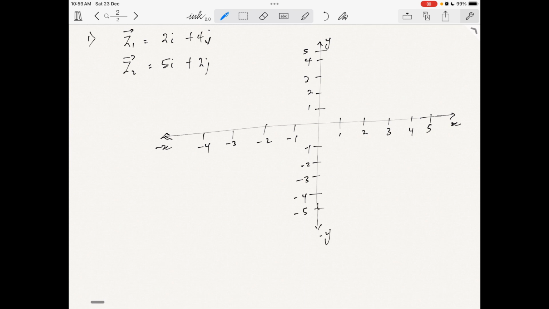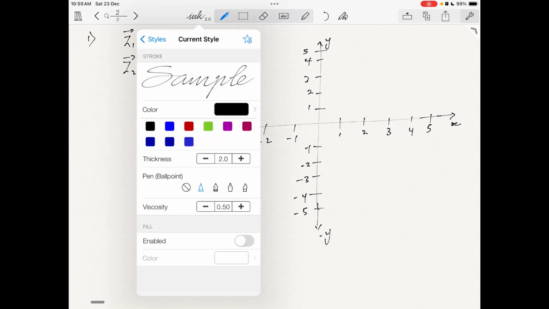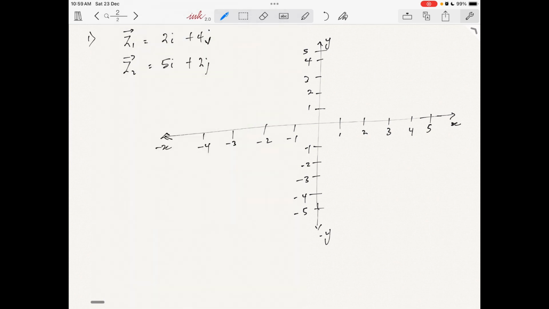Now Z1 would have 2I. You can see that this is 2I here, and we have 4J here. That's 4 in the y direction and 2 in the x direction. Just like we do with plotting graphs, we can then draw a line. We will call this line the direction moving from the origin to Z1.